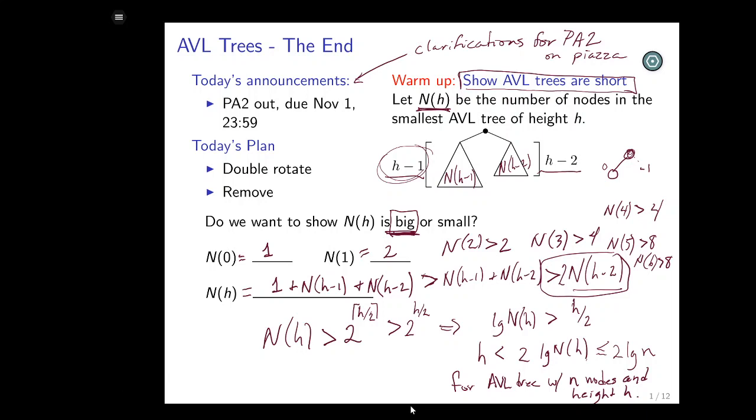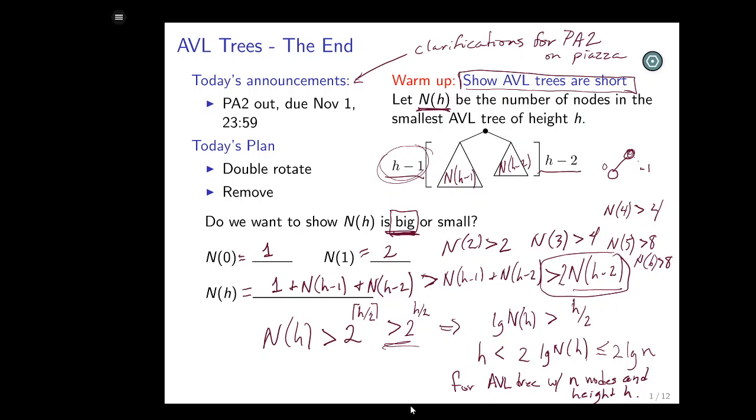Versus 1 plus n of h minus 1 plus n of h minus 2. That's a pretty big approximation. But at the end of the day, and even this was an approximation, an upper bound, even that didn't matter, because when we figure out the relationship between the number of nodes and the height, it's still that the height is less than some constant times log n.